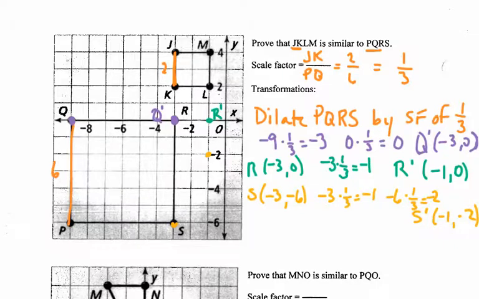-1, -2. And then finally I'm going to do P prime. So P has the coordinates -9, -6. So take 1/3 of both of those, and P prime is going to be -3, -2.